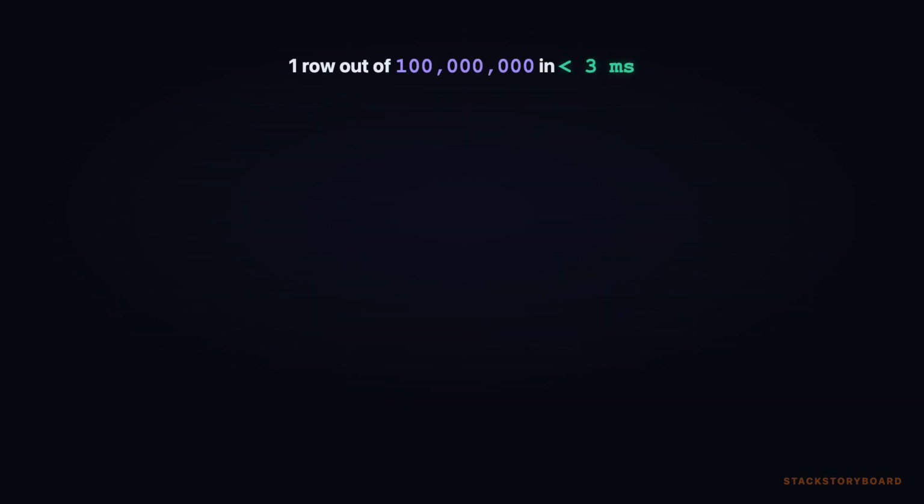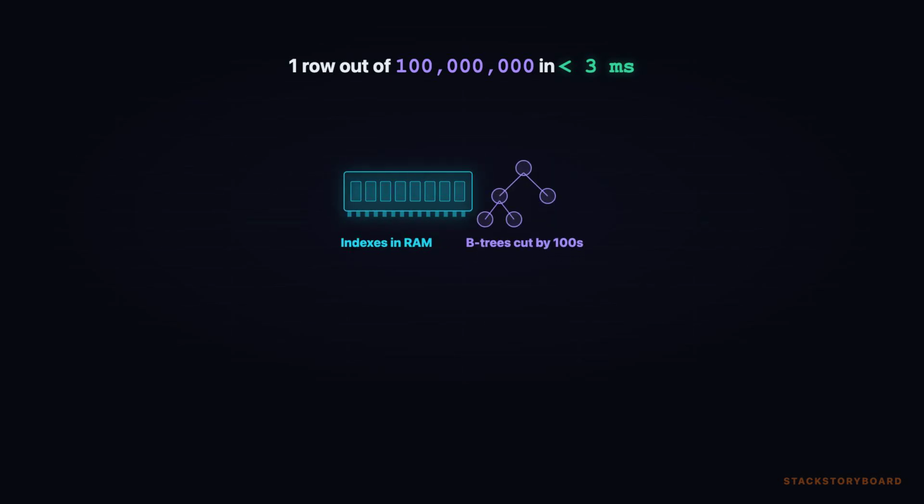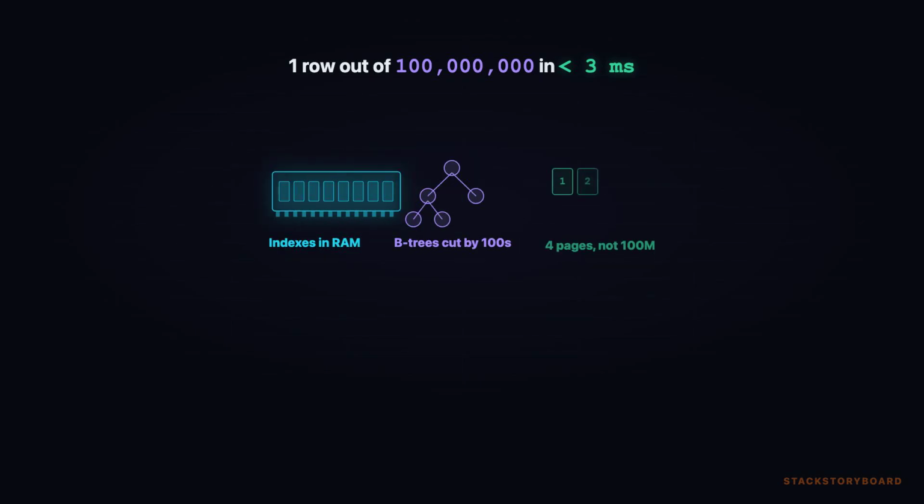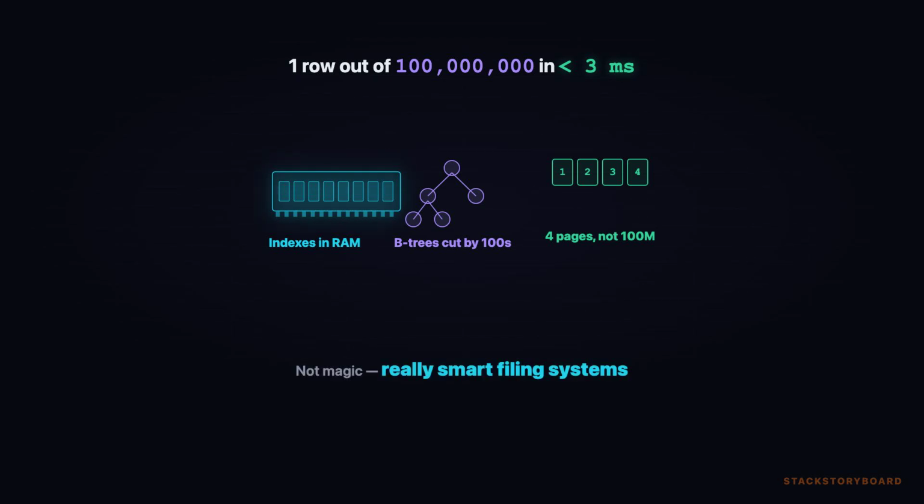So that's how databases find one row out of 100 million in under 3 milliseconds. Indexes living in RAM. B-trees cutting the search space by hundreds at each level. 4 page reads instead of 100 million. It's not magic. It's just really smart filing systems.